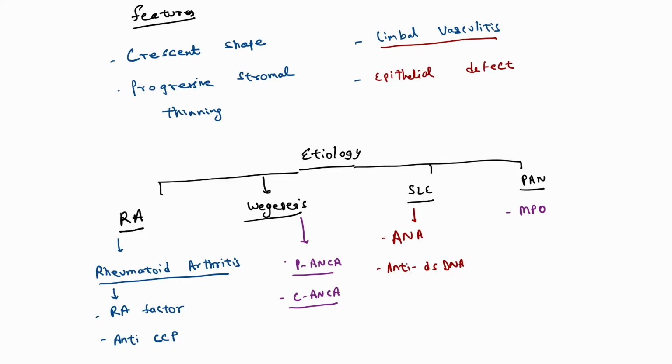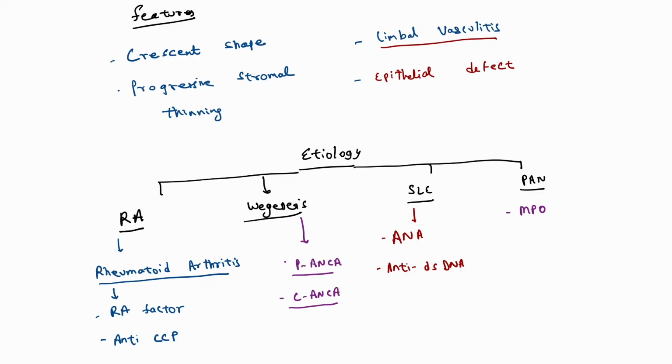Second most common is Wegener's granulomatosis, also called GPA, granulomatosis with polyangiitis. The markers are ANCA, pANCA and cANCA. cANCA is the classical one for Wegener's. Third most common is SLE, systemic lupus erythematosus. The blood tests will be ANA and anti-double stranded DNA. Next is PAN, or polyarteritis nodosa. The marker will be MPO, or myeloperoxidase antibody.